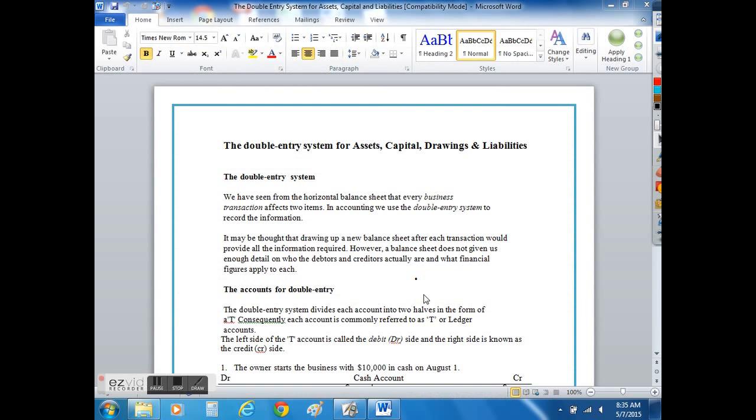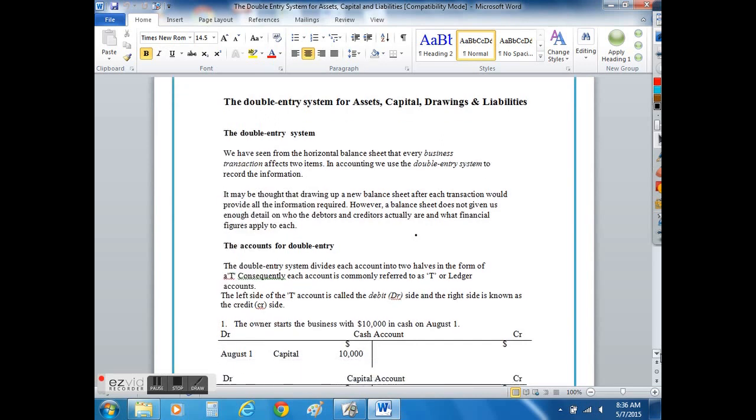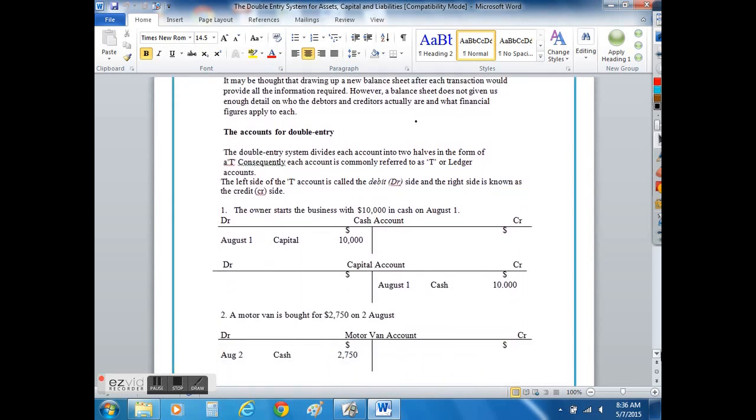Today we are looking at the double entry system for assets, capital and drawings. The recording of transactions was invented some 500 years ago by Luca Pacioli and involves using a double entry system to record the debit and the credit of every transaction. So if you like, it's the giving and taking effect.